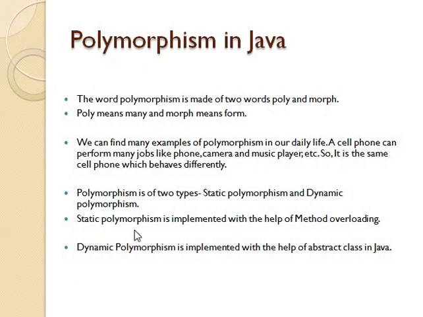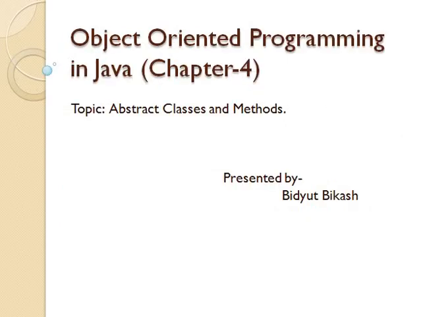Now, just as static polymorphism is implemented with the help of method overloading, the dynamic polymorphism is implemented with the help of abstract classes in Java, and that I'm going to show you with the help of a Java program in today's presentation. Now coming back to today's presentation, let's get started with abstract classes and methods.